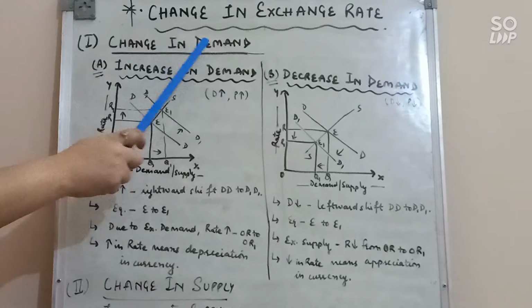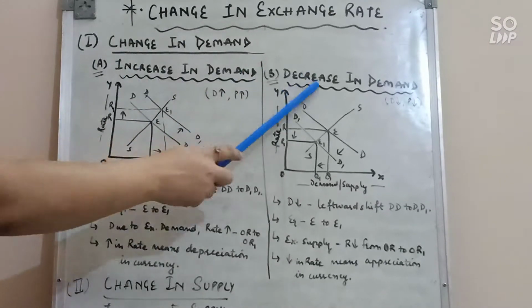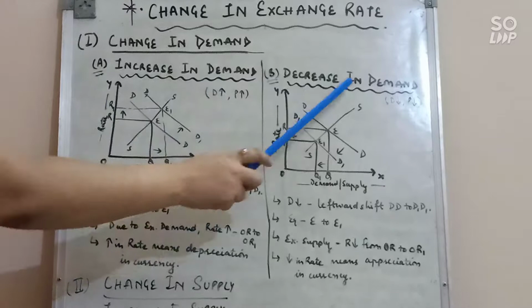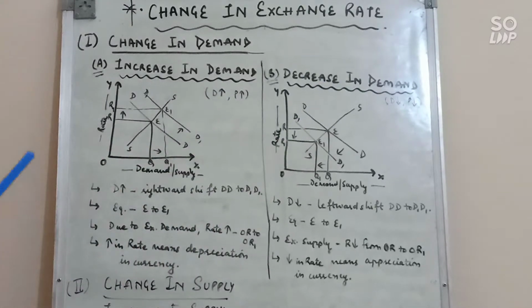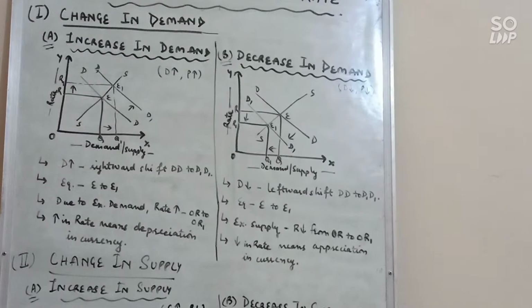First, change in demand. Change means either there is an increase or decrease in demand. Under this we have two topics: one is increase in demand and second is decrease in demand. Let's see the first point, increase in demand. If there is an increase in demand, what will be the effect on the exchange rate? Either the rate will increase or decrease. I am going to explain with the help of a diagram.